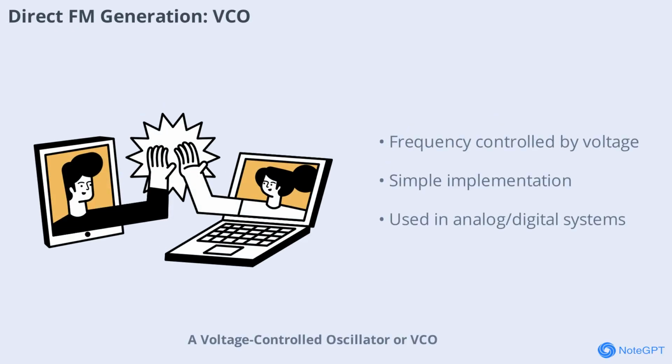Voltage-controlled oscillator, or VCO, is a common direct method for generating FM signals. In this approach, the frequency of the oscillator is directly controlled by the input voltage, which is derived from the message signal. As the message signal varies, the output frequency of the VCO changes accordingly, producing an FM signal. VCOs are widely used in both analog and digital communication systems due to their simplicity and effectiveness.